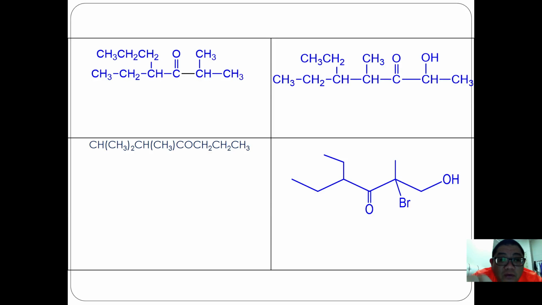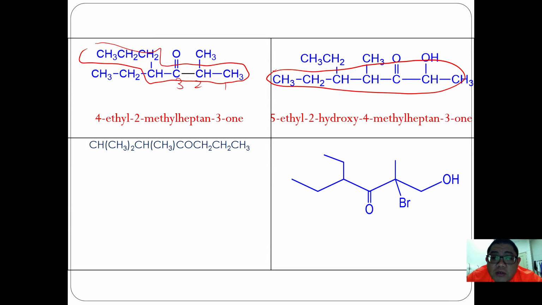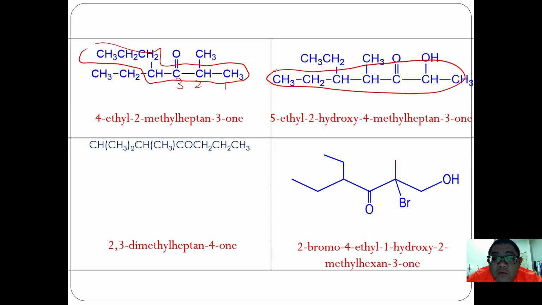Here I have for you a few examples. Here the longest carbon chain is 7C, so you have a heptan-3-one. You have a methyl and an ethyl, so 4-ethyl-2-methylheptan-3-one. Here the longest chain is also 7 carbon, so 5-ethyl-2-hydroxy-4-methylheptan-3-one, and then 2,3-dimethylheptan-4-one, and finally the last one, 2-bromo-4-ethyl-1-hydroxy-2-methylhexan-3-one. So this is basically how you name all these ketones accordingly. I'll leave it to you to understand how to name all these ketones on your own.